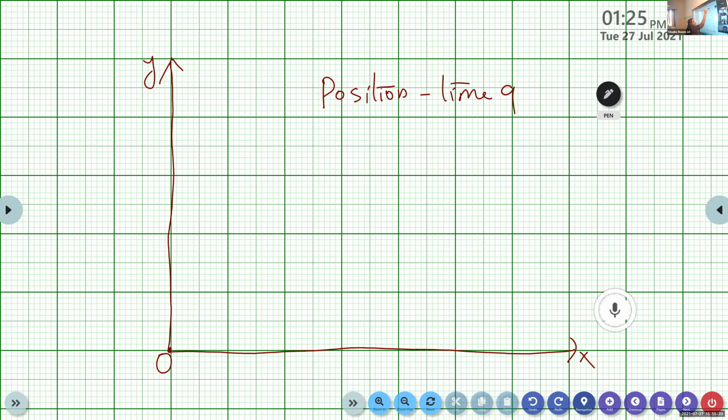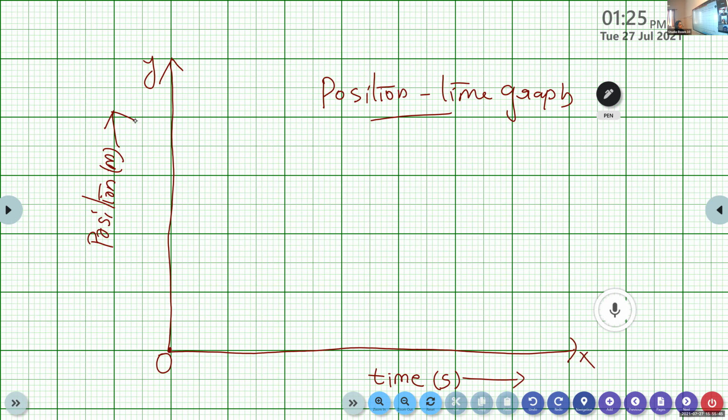In a position time graph, the time is taken along the x-axis. Here the time in seconds is taken along the x-axis and the position is taken along the y-axis. Position of the object is taken along the y-axis, position in meters. By the term position, we imply the distance or displacement of the object.